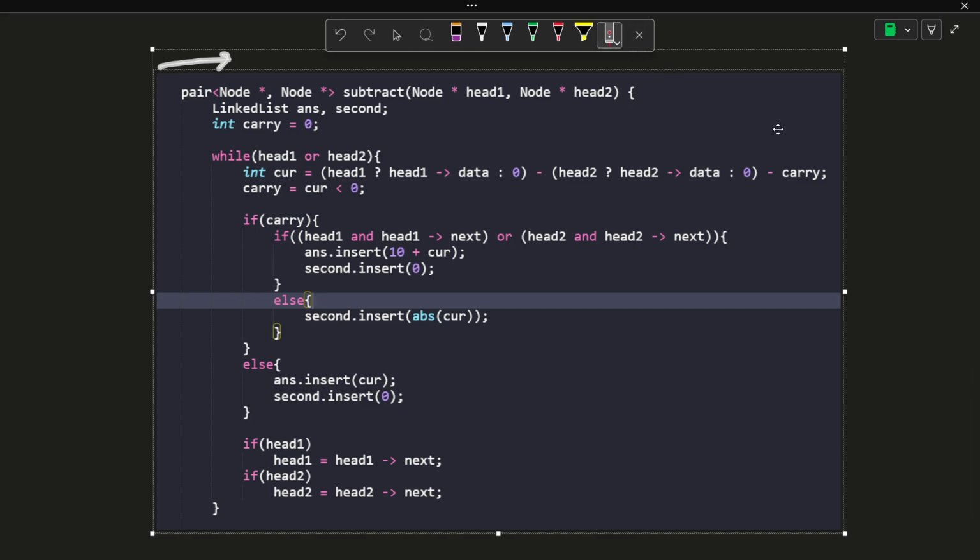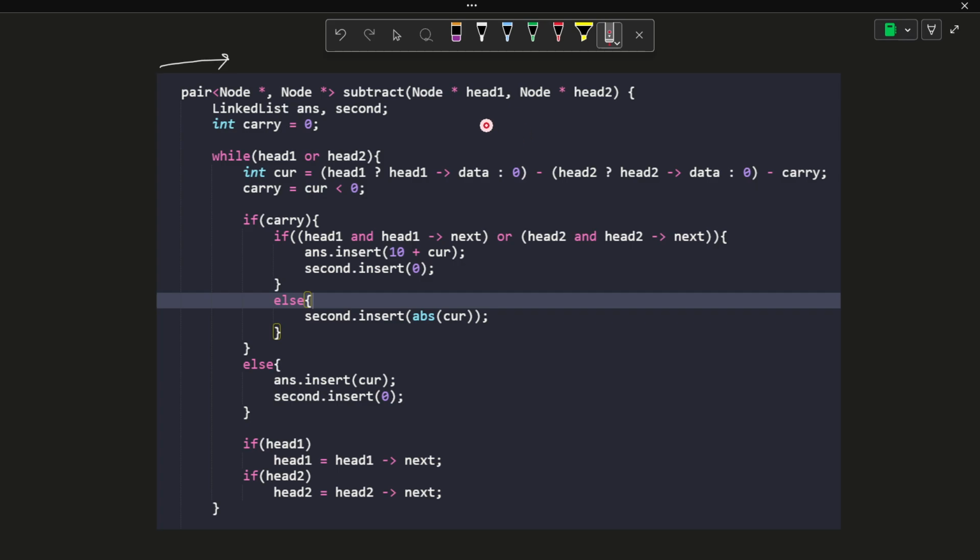So this is the code that I have implemented for the subtraction part. Let us see what we are trying to do here. So first of all, I'm going to receive the head of the first linked list and the head of the second linked list. Now this head is the reverse number. This is not the actual number. This is the reverse number. I have already reversed both of them.